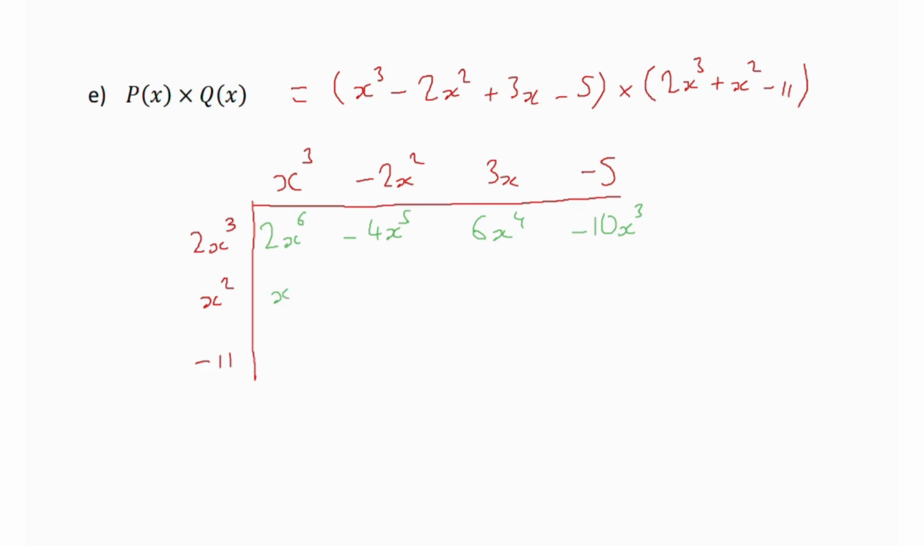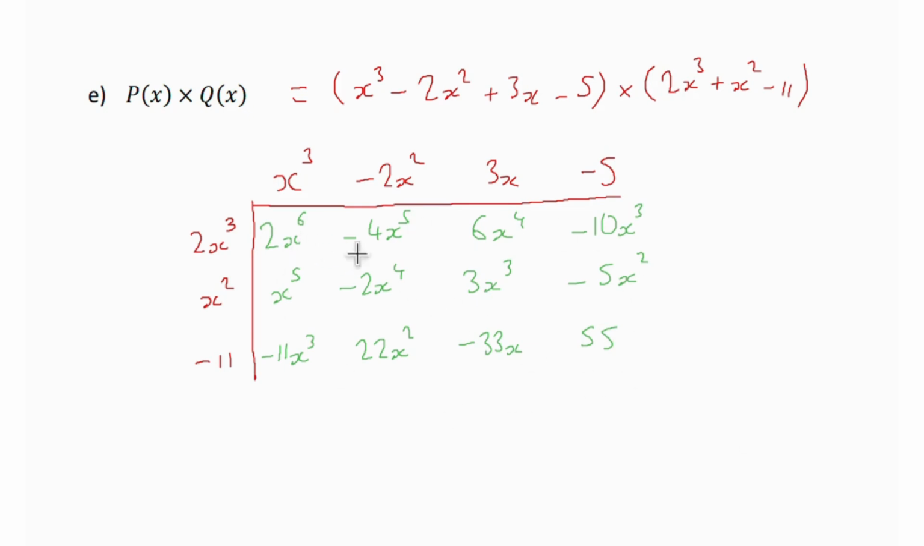And then x to the 5, minus 2x to the 4, 3x cubed, minus 5x squared, and the final row is minus 11x cubed, 22x squared, minus 33x, and 55.